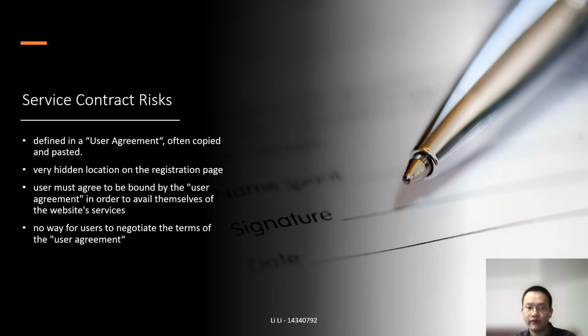Besides, there's no way for the user to negotiate the terms of the user agreement, and the disclaimers in some user agreements are often not very reasonable. SNS sites don't do their due diligence to prompt and explain the disclaimer, as is manifested by the fact that the user agreement is often very hidden on the registration page. Most users won't even notice the link to the user agreement, let alone read its lengthy and detailed content.